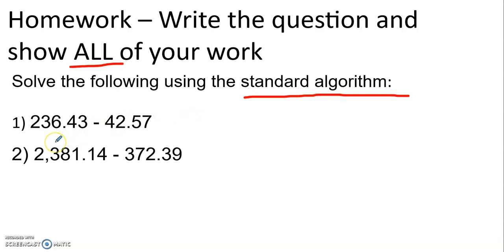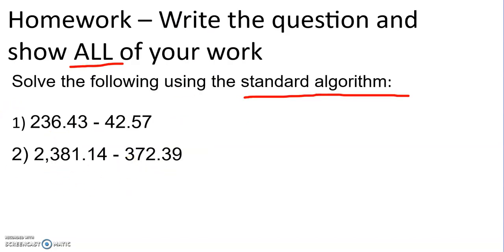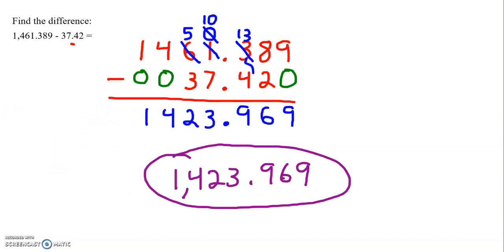And your 2 questions: the first is 236 and 43 hundredths minus 42 and 57 hundredths. Your second question is 2,381 and 14 hundredths minus 372 and 39 hundredths. So the first question is like our first problem here. Our second question here is like the second question we've gone over.